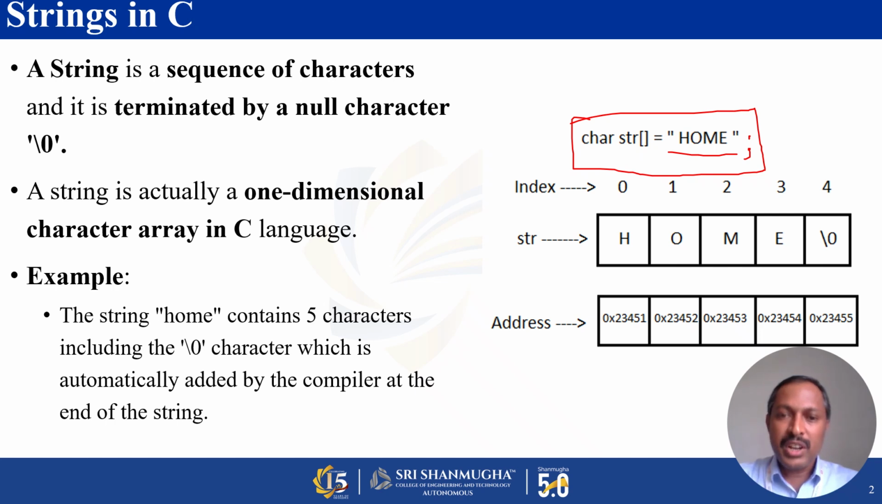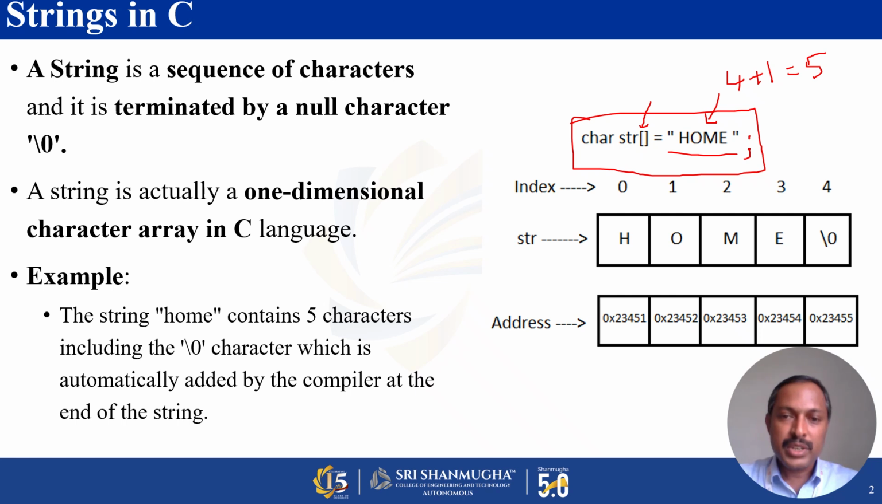Here we are not giving any size. If we assign a value in the declaration itself, the size is optional. Even if you do not give a size, it will be calculated based upon the string which we are giving. Here we are giving 1, 2, 3, 4 characters, plus 1 character for the null character. So a total of 5 bytes is going to be allotted, because each character occupies 1 byte: 4 bytes for the characters plus 1 byte for the null character.